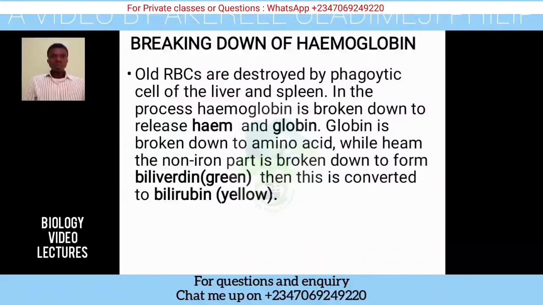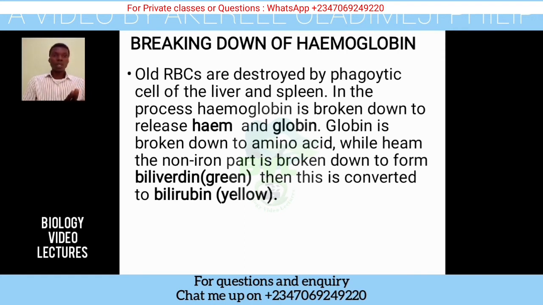Now, breaking down of hemoglobin. Red blood cells take about 120 days to live. That's about 4 months approximately. When these red blood cells are old to some extent, they are destroyed by phagocytic cells of the liver, that's your Kupffer cells we mentioned earlier on, and the spleen also.